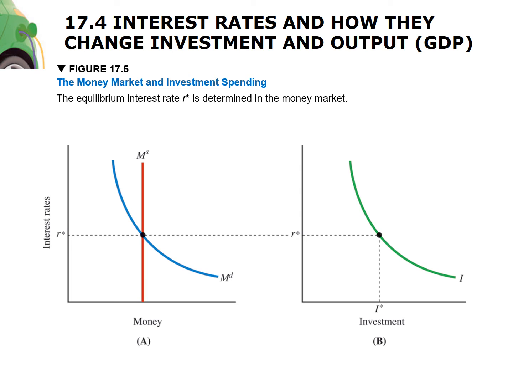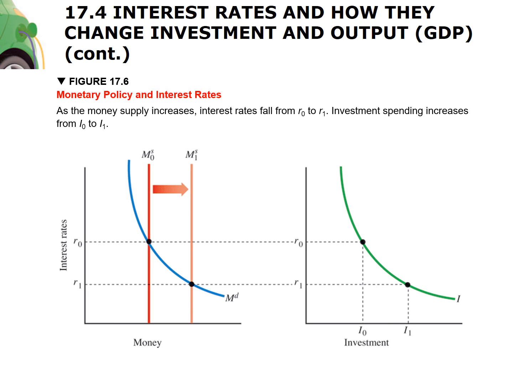On this slide we see the money market and investment spending. The equilibrium interest rate R star is determined in the money market. Once that equilibrium interest rate is determined, at that equilibrium rate the economy finds its investment, that is, how much goods and services will be invested when the interest rate is at that level. So at this interest rate R star, investment spending is given by I star.